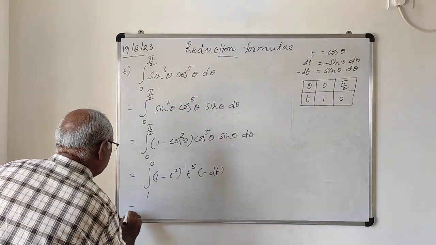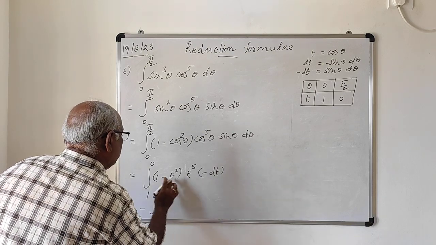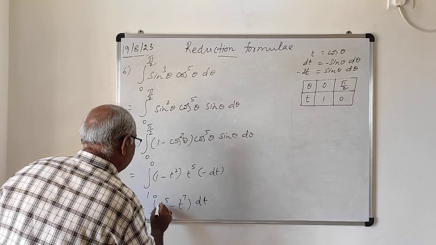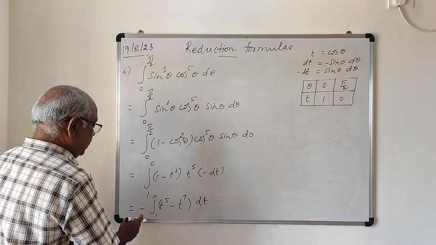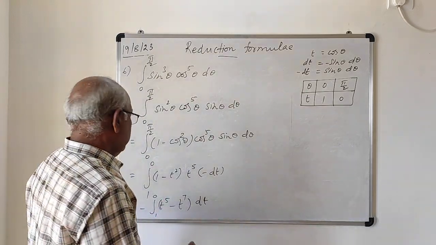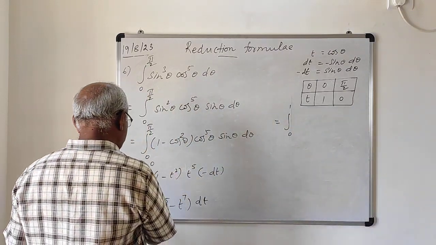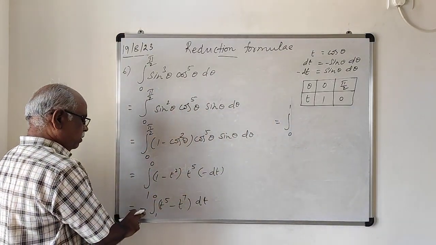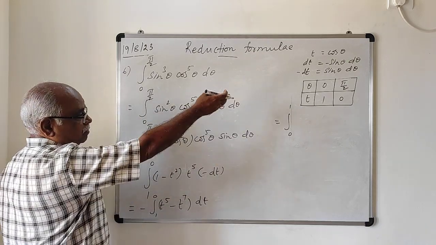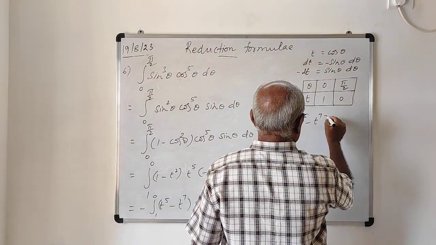Again, taking minus out, you will get integral 1 to 0 of t power 5 minus t power 7 dt. See, this limit 1 to 0 becomes a property. If we interchange the limits, 1 to 0 becomes 0 to 1, and the minus becomes plus, minus of minus is plus. So we get integral 0 to 1 of t power 5 minus t power 7 dt.